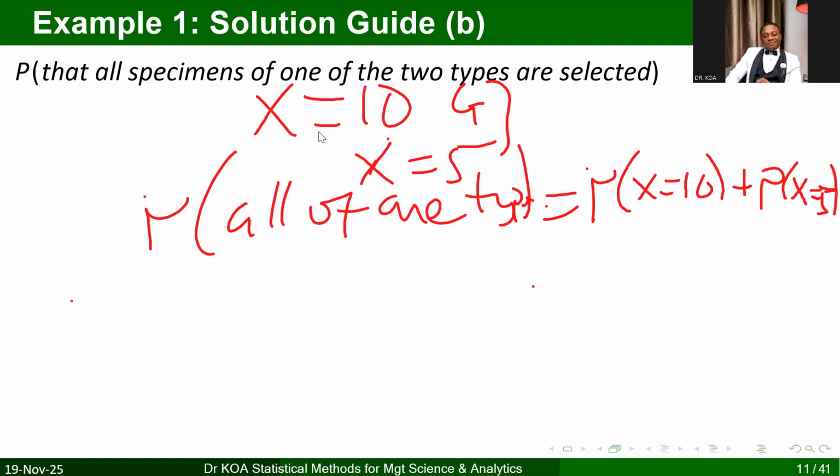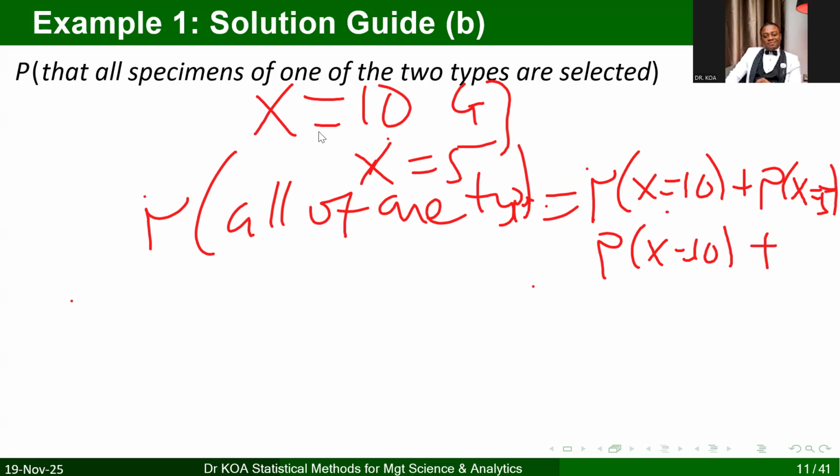And that is the all of one type. You see, one type. Don't forget, one type means if I'm taking granite, I deal with granite alone. If I'm taking basalt, I deal with basalt alone. So now you're going to find this probability. The probability that X is 10. Then you also find the probability that X is 5. Then you add the two.